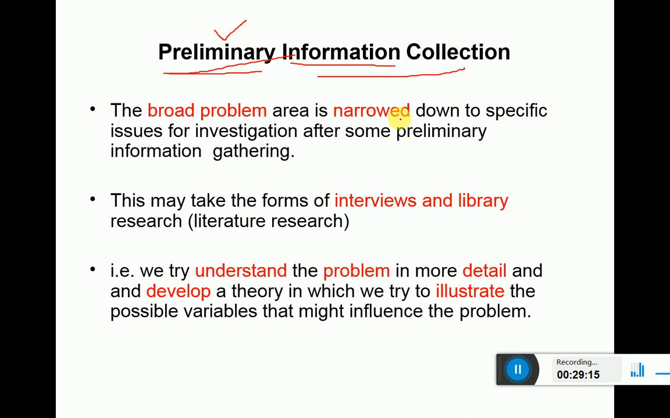Then the broad problem area is narrowed down into specific issues for investigation. If the broad problem area is too huge, we try to narrow it down, meaning shrink it and make it more specific. This specification is done with the help of a process, and that process is simply known as the information gathering process, or your preliminary information gathering.